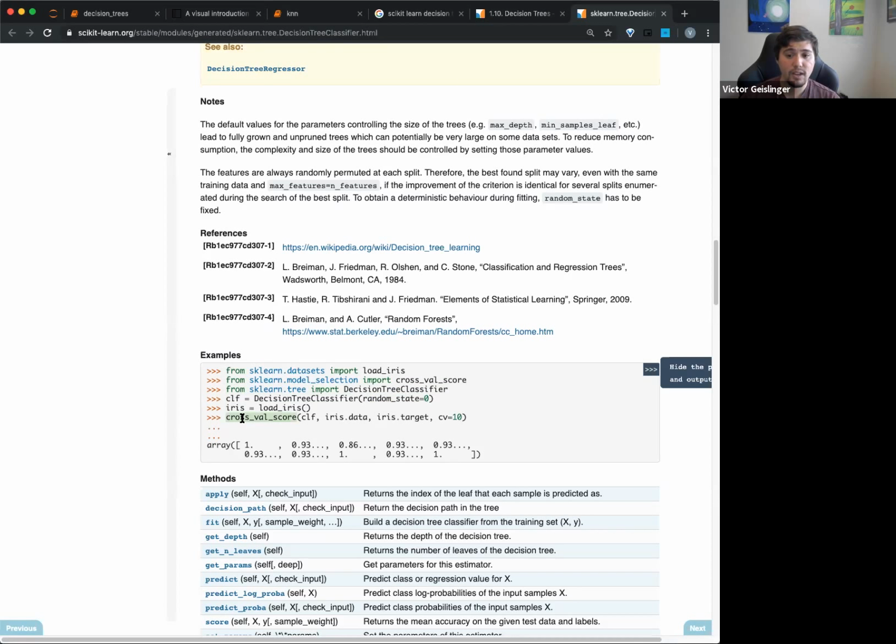And basically this cross validation score will train this classifier on the data, in this case the iris data and then the iris target itself. Okay, so yeah, that's kind of it.